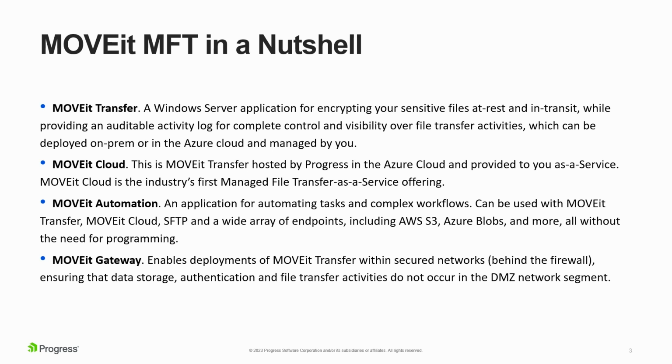In addition to both of these, we offer MOVEit Automation, which is an application for automating tasks and complex workflows. You could use it with MOVEit Transfer, MOVEit Cloud, a secure FTP server like SFTP server, including a wider array of endpoints. Enables you to connect to AWS S3 compatible endpoints, Azure blobs, a lot of different endpoints. And the beauty of MOVEit Automation is that you can set up those complex workflows without the need for programming. So it makes it much more accessible for organizations that want to take the burden off of their IT teams.